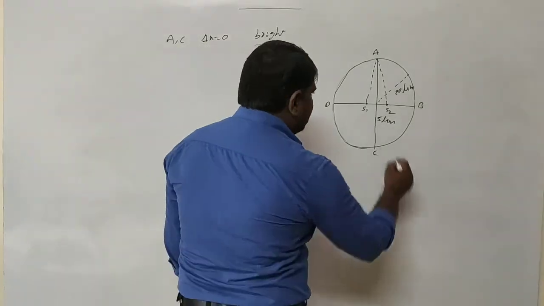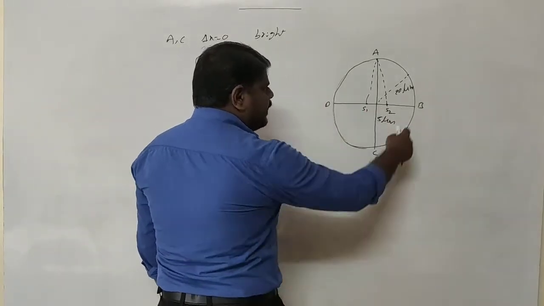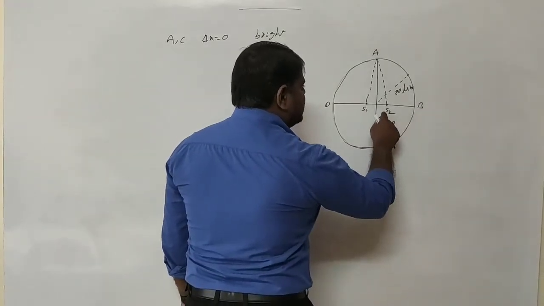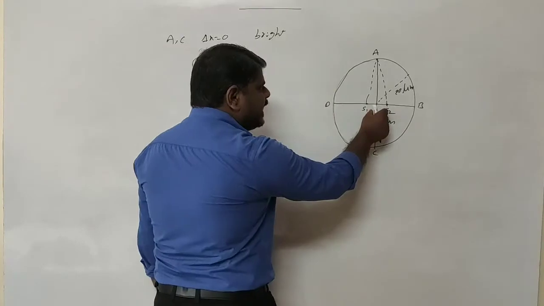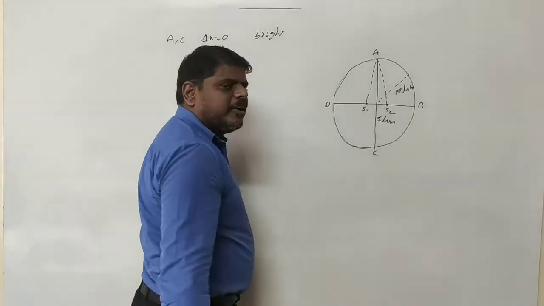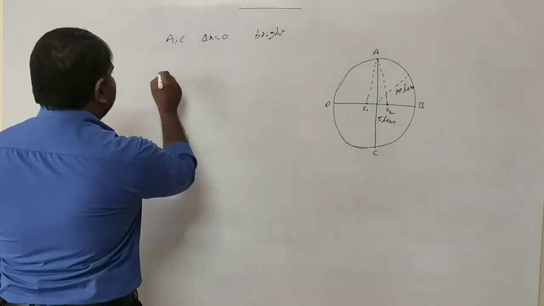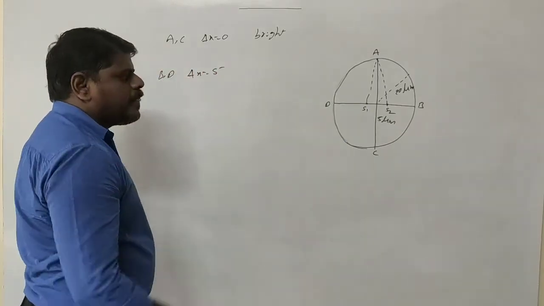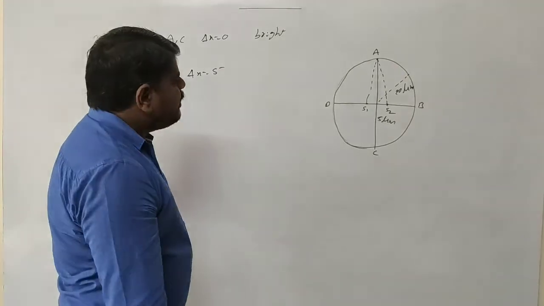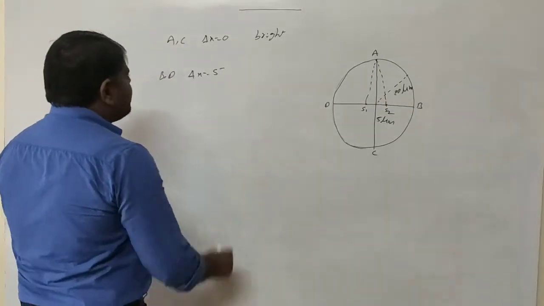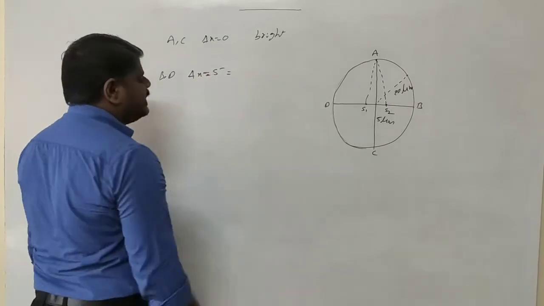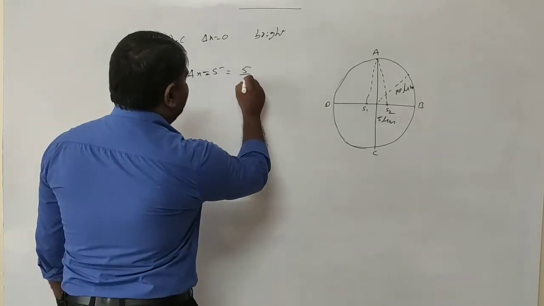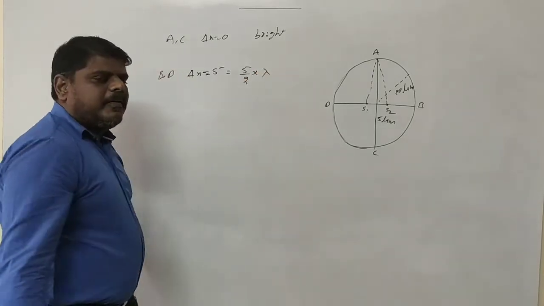If I want to prove that, let us find out the path difference at the point B. S1B minus S2B. How much path difference is there? That is nothing but S1S2, which is 5 micrometers. That means along the points B and D, the path difference delta x is equal to 5 micrometers. Now, this can be written as 5 by 2 into lambda.